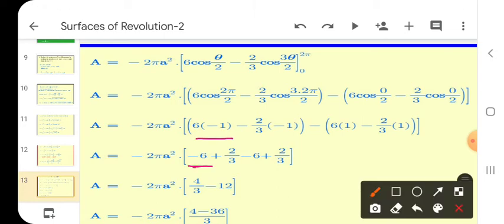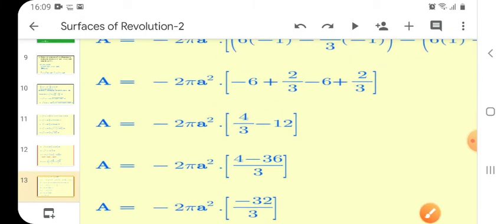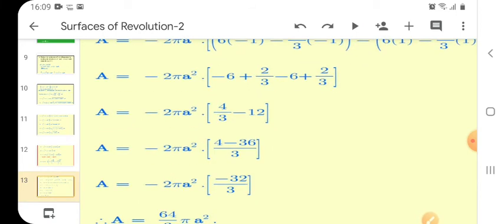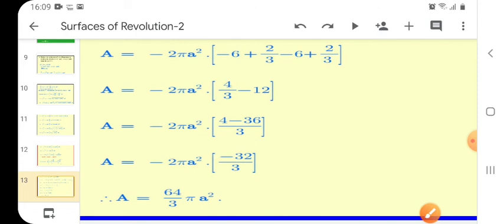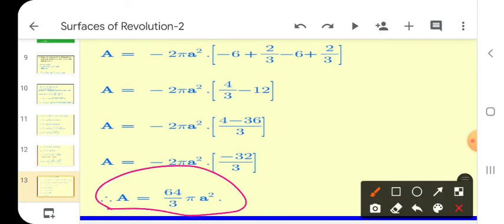6 into minus 1 is minus 6, minus 2 by 3 into minus 1 plus 2 by 3. Minus into 6 is minus 6, minus into minus is plus 2 by 3. Now simplify all the terms. See here, 2 by 3 plus 2 by 3 is 4 by 3, minus 6, minus 12. What is the LCM? 3 is the LCM and we write 4 minus 36. 4 minus 36 means minus 32. Minus into minus, plus 32 into 2, 64 by 3 pi a square. This is the surface area of the given solid. Okay.